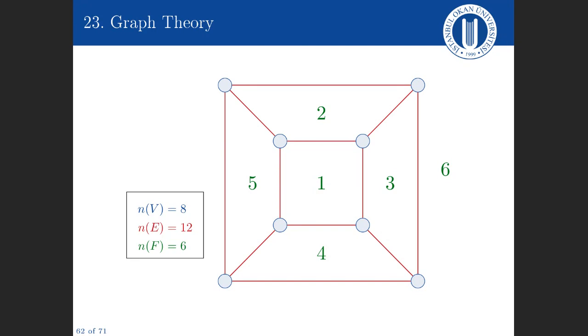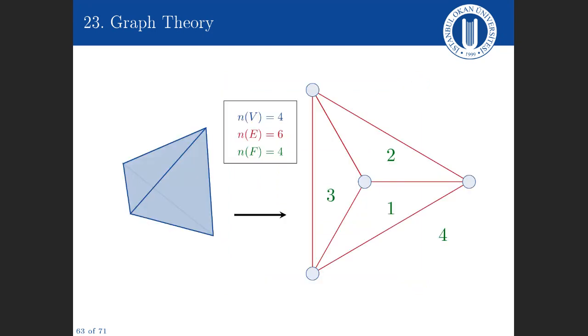To account for the face which I took off and threw away, I'm going to count all of the outside. I'm going to count the regions, 1, 2, 3, 4, 5, and then all of this outside I'm going to count as the sixth face. In this graph, I have 8 vertices, 12 edges, and 6 faces. We could do the same thing for tetrahedra. Remove one of the faces, squash it flat, and then count the outside in place of the face that we took off and threw away. 4 vertices, 6 edges, and 4 faces.